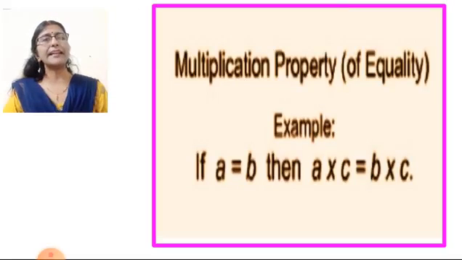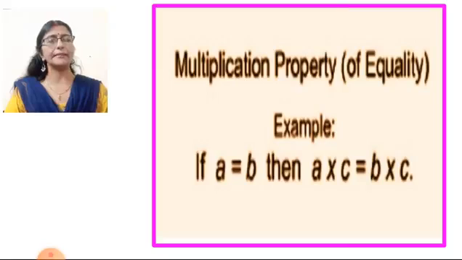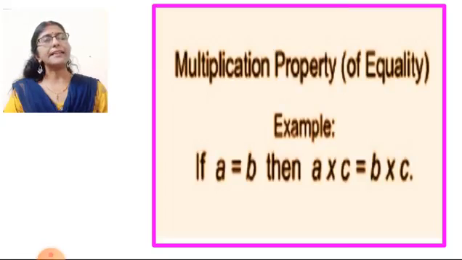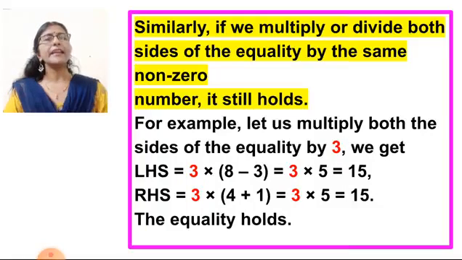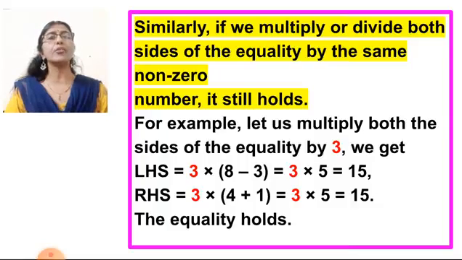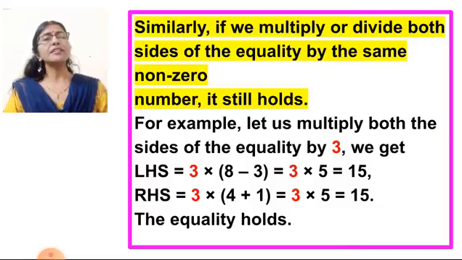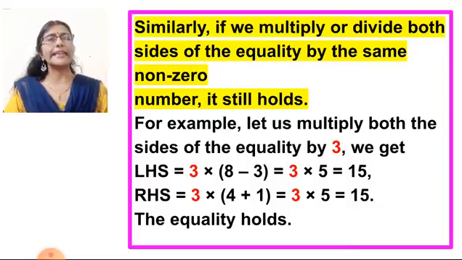Now next is multiplication property of equality. Example, if a is equal to b, then a multiplied by c is equal to b multiplied by c. Here you see similarly, if we multiply or divide both sides of the equality by the same non-zero number, it still holds. For example, let us multiply both the sides of the equality by 3.